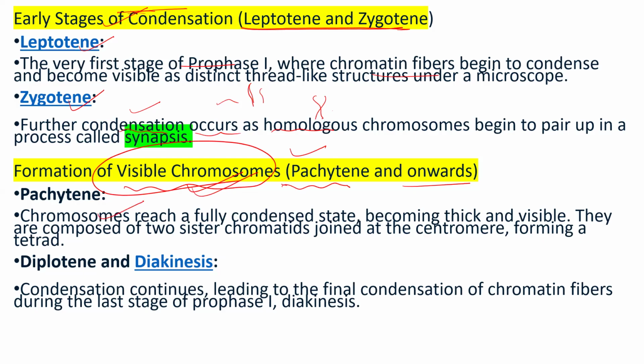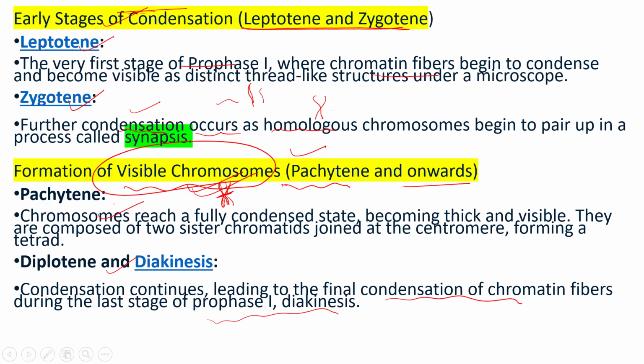In the pachytene stage, the chromosomes become thick and visible. They are composed of two sister chromatids joined at the centromere, forming tetrads. They form tetrads because it is a bivalent with four chromatids, so it becomes a tetrad. In diplotene and diakinesis, condensation continues, leading to the final condensation of chromatin fibers during the last stage of prophase 1, diakinesis.